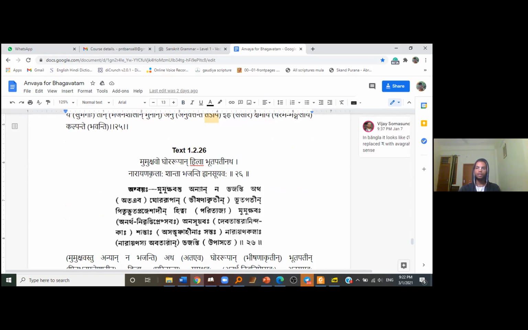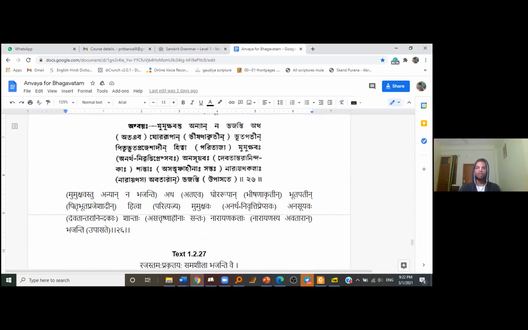Mumukshavo ghora rupan hitva bhutapati natha narayana kalahashanta bhajanti hyanasuyavaha. Mumukshavastu anyan na bhajanti. Those who desire liberation do not worship anyone else than the Supreme Lord. Atha, therefore, ghora rupan bhutapatin hitva, after giving up, parityajya, the worship of bhutapatin, who are ghora rupan. Bhutapatin refers to Pitri, Bhuta, Prajesha and so on, the Pitris, the Bhutas, the Prajeshas like Daksha, and who are Bhishana Akritin.